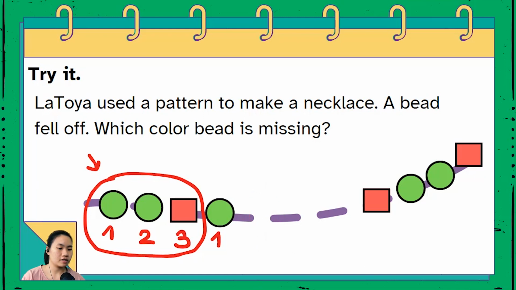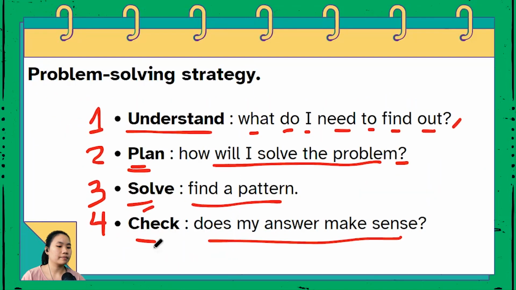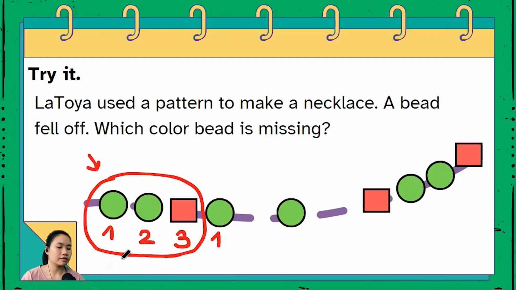Now let me just erase this and copy and paste. And the missing bead goes here. What's the last step? Checking. Does my answer make sense? Let's count. 1, 2, 3. 1, 2, 3. 1, 2, 3.